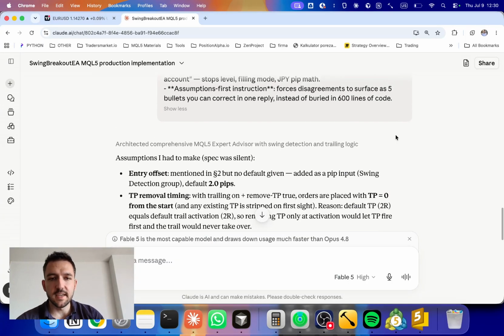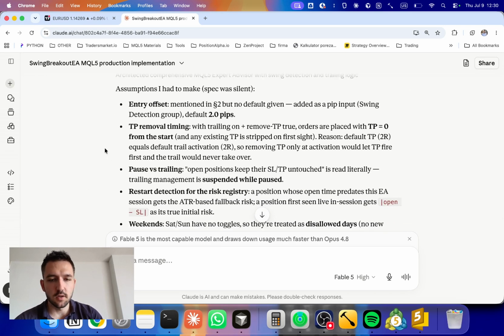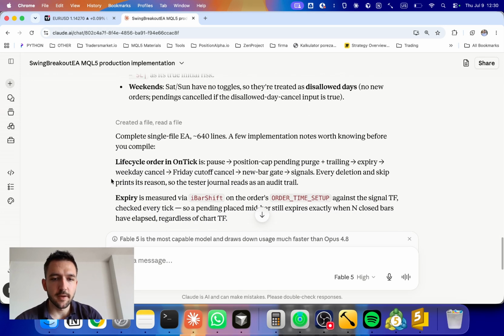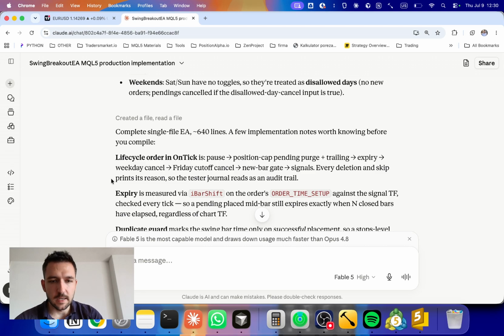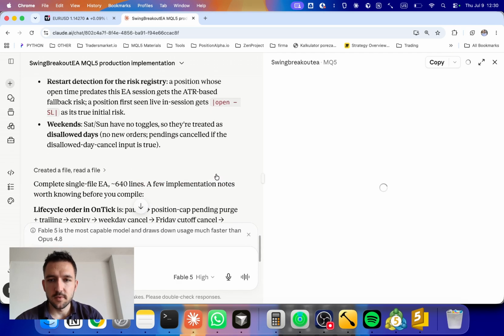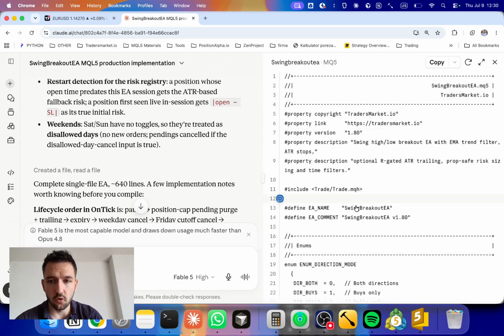So as you can see, it started the answer by the assumptions it made. You can read through all of this. It's some minor stuff about some defaults and stuff like that. So at the end, you're gonna see this swing breakout EA. So if we click on this, we're gonna see the whole code.